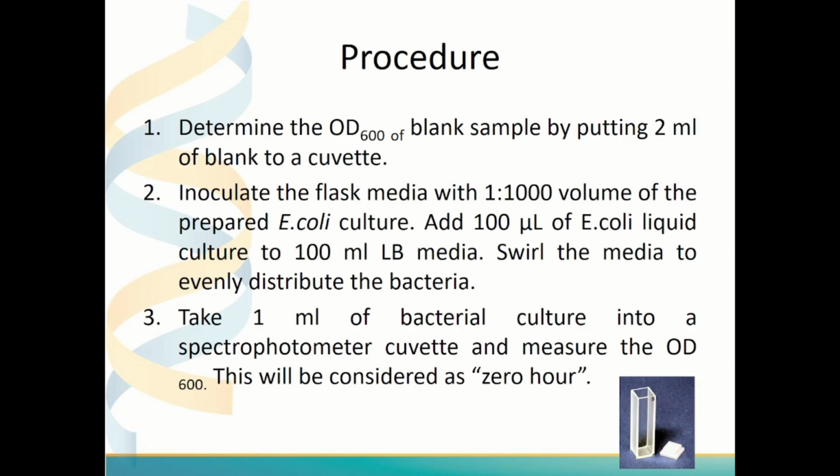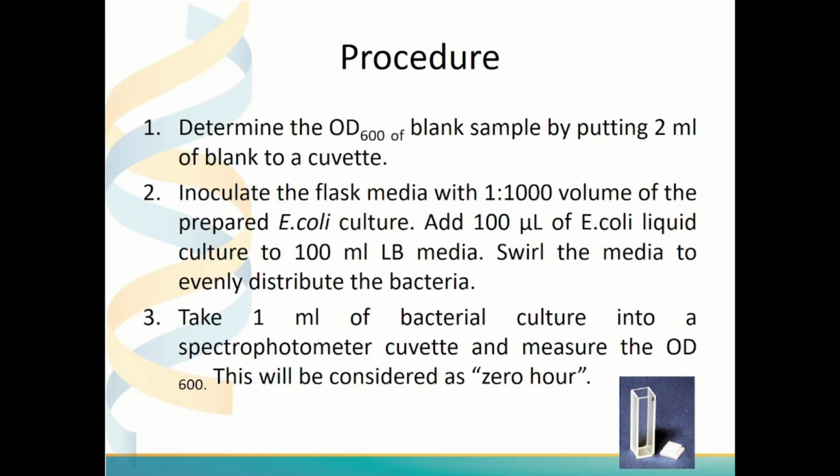And why is 600 used? Because it's not harmful to the culture, so the bacteria will not be killed, and at the same time this wavelength is not absorbed by the LB broth. So we can clearly count the amount of bacteria based on the absorbance. I hope it's quite clear what optical density is and why we use the 600 wavelength.